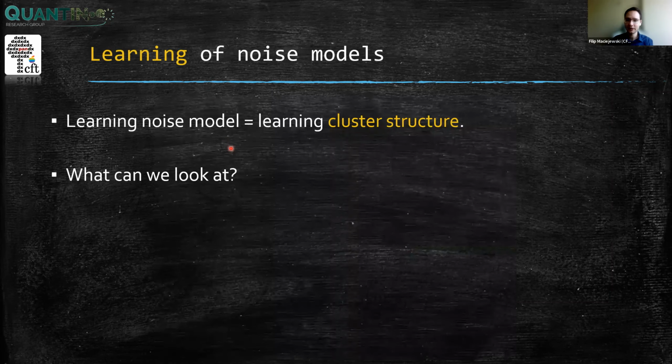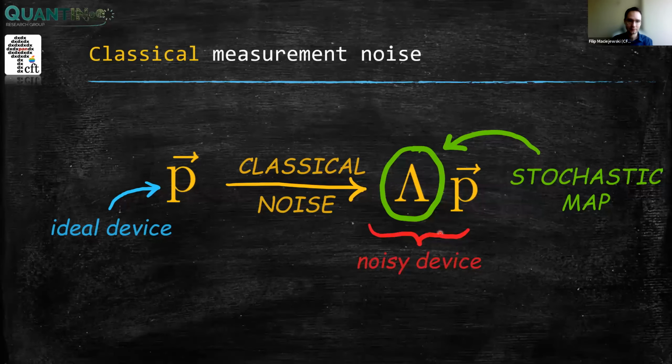So having the above in mind, now I can say that in this presentation, by learning the noise model, I basically mean reconstructing the cluster structure, so this tensor product of those lambda noise matrices. Now, if I want to learn local correlations, so this local noise model, what can I look at? Well, recall that in a quantum device, I have access to samples from such a noisy distribution.